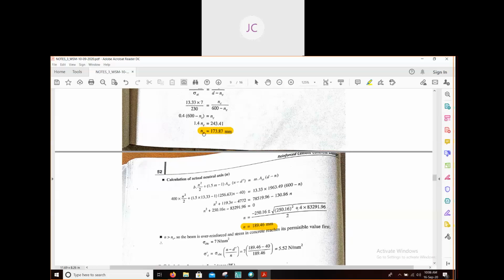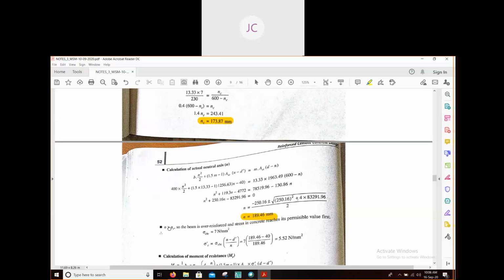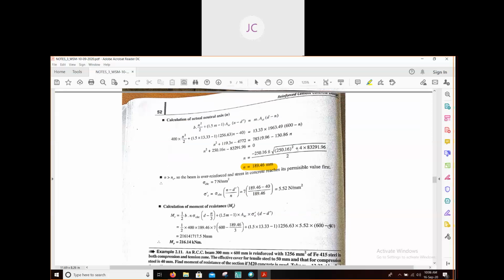Since n is less than the critical neutral axis, we can say that this equation they have written wrongly. Yes, the depth of the actual neutral axis is more than the critical neutral axis, therefore the section is over-reinforced. Therefore, sigma CBC equals, you can see the equation. Try to understand. If you have any doubt, you can ask me.